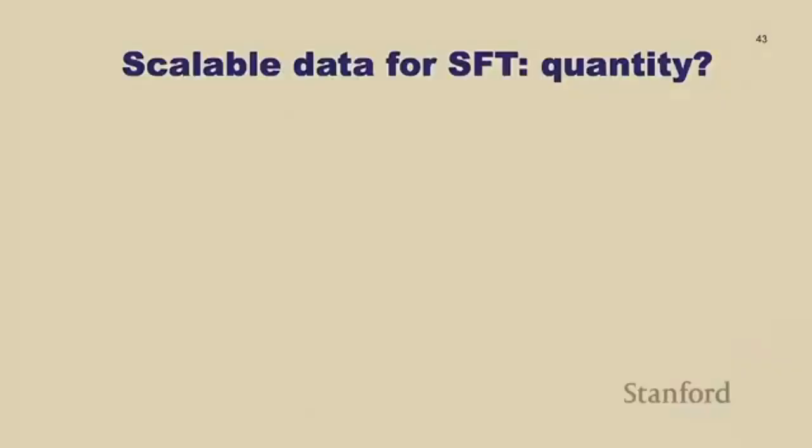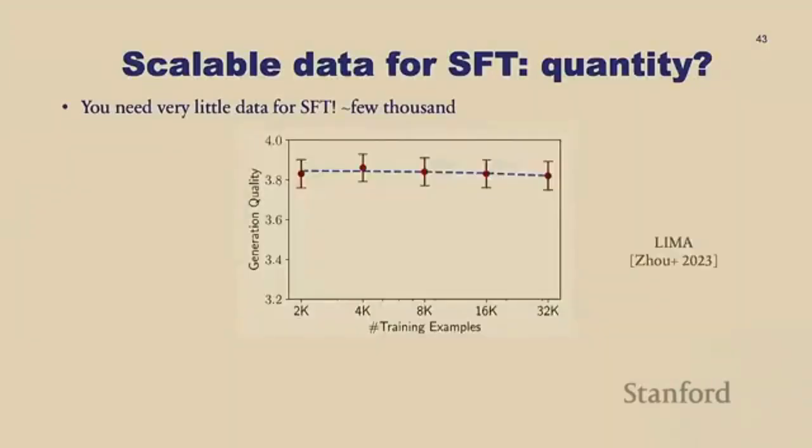Quantity of data. So we talked about what type of data and how we collect it. One thing which is surprising with SFT is that you don't need that much data. What this paper showed, this is called LIMA, is that if you scale the amount of data that you use for supervised fine-tuning from 2,000 to 32,000, it really doesn't help much. So here, scaling laws definitely don't help.